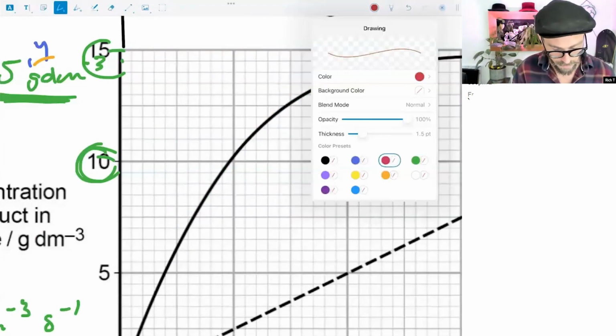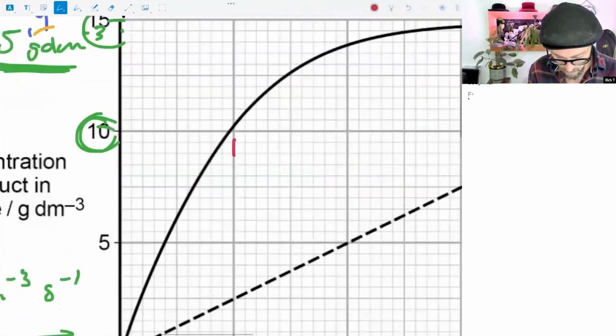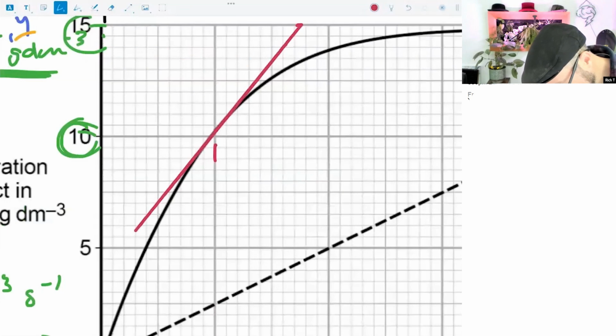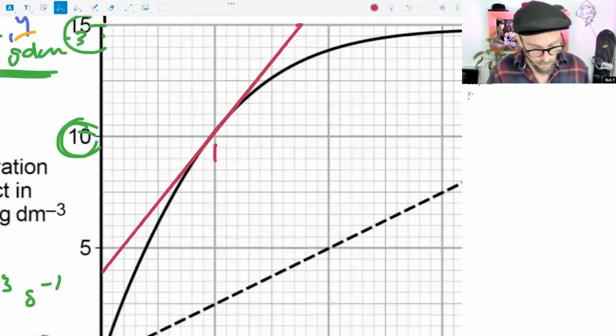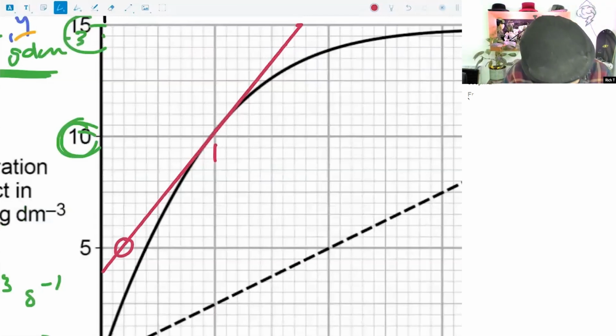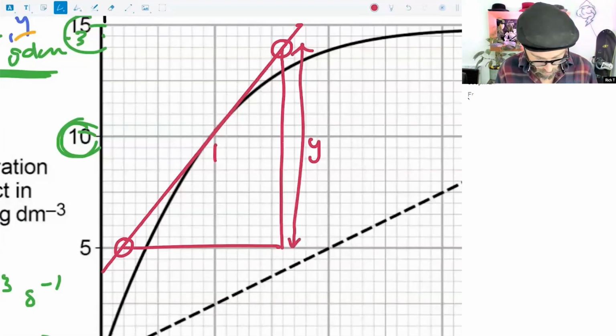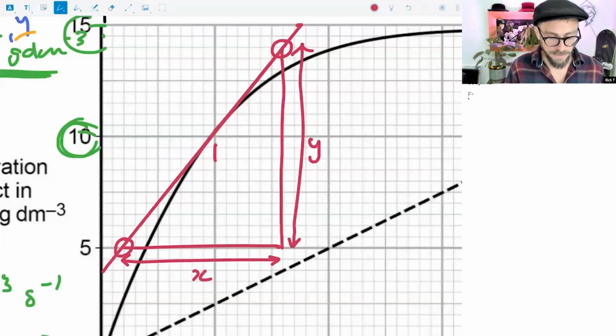So I think I was doing this in red. Let me see, this is my 60 line. I think something like that. Now I've got the slope at that moment in time, and I'm looking for somewhere nice and convenient on whole squares, ideally, where I can take this down here and this down here. Then I can work out my change in y, and my change in x, and then I've got my rate.